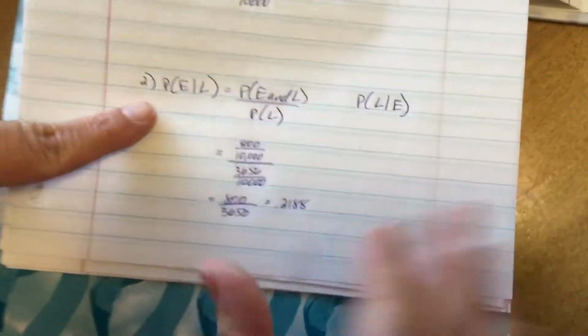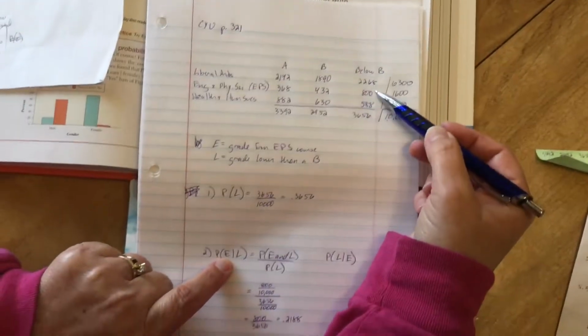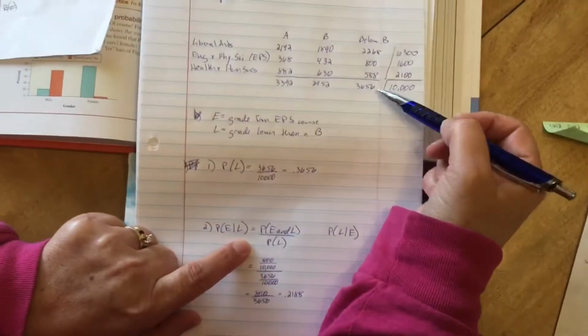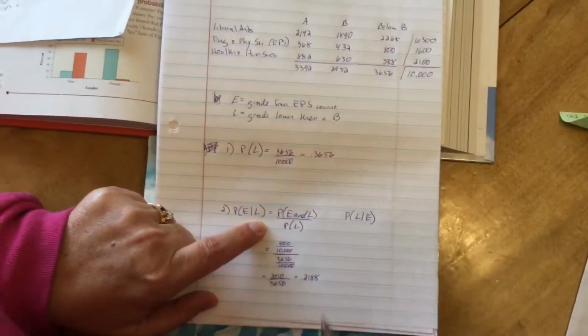And if you think about it like this, looking at your table, of all the low grades, what proportion are from the engineering school? You can get your 800 over 3,656 a little faster. I don't care how you get there, just get there.